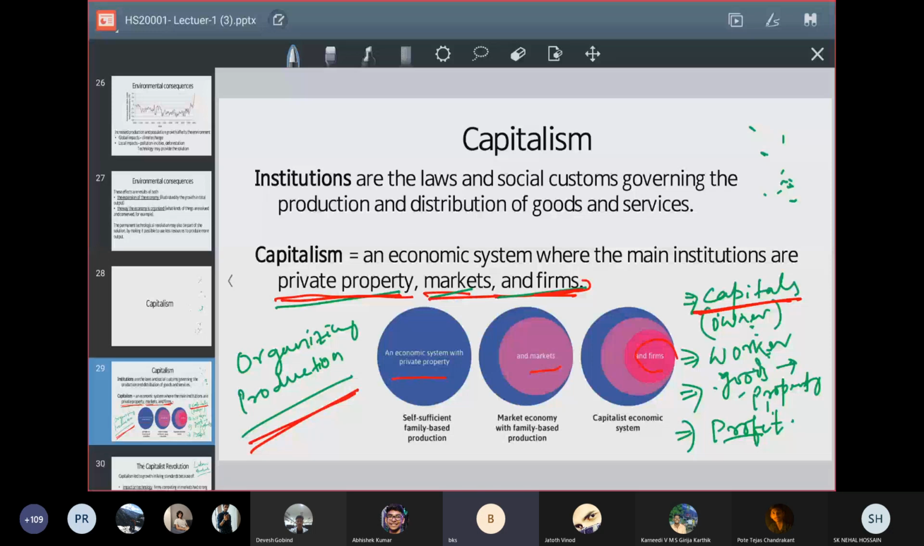So the goods and services produced by these employees, along with the use of capital and other material goods, whatever they produce, then become the property of the owner. So the goods become the private property of the owners. Then the owners sell the goods and services on markets with the intention of making profit. So one of the primary objectives of the firms is to get profits.